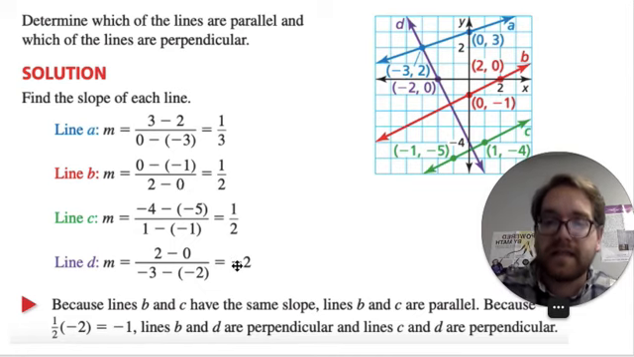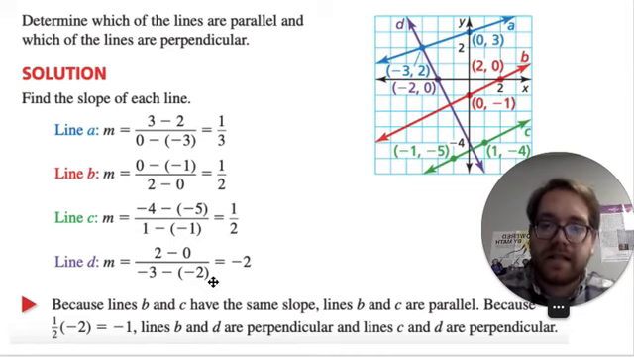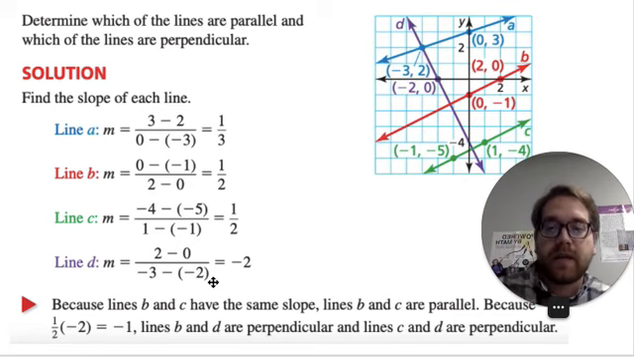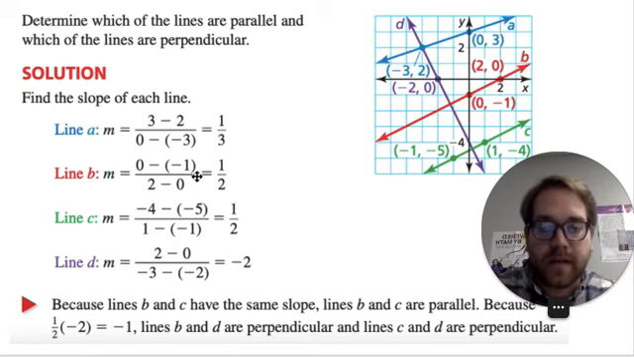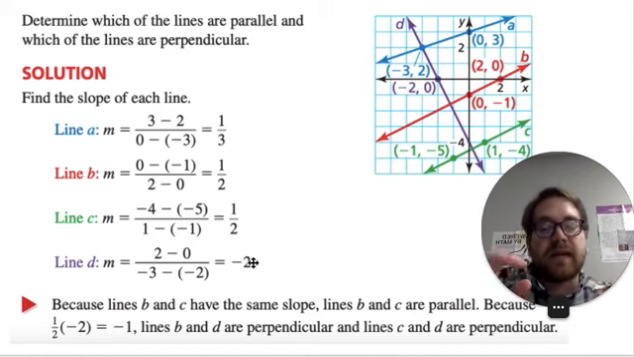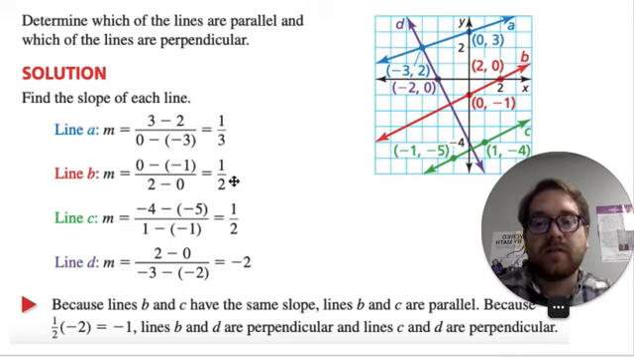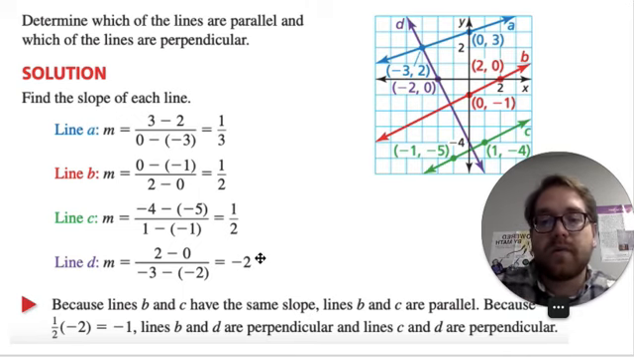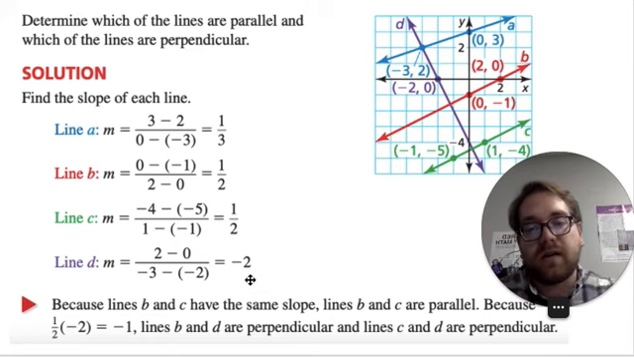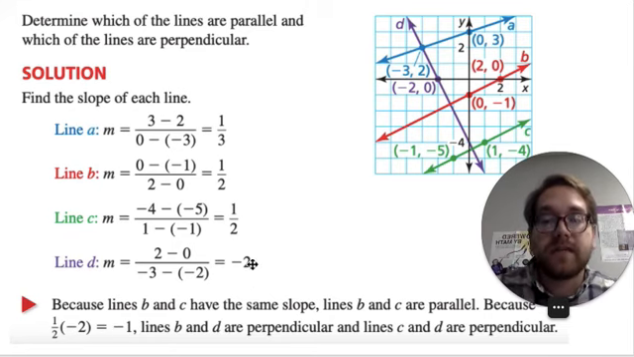What about line B and line D? Line B is 1/2, line D is -2. Those are negative reciprocals of each other. They're the opposite sign, one positive 1/2, -2. And sometimes people talk about it like you flip it, like a fraction: it's 1/2, and then you flip it, it's 2/1, which is just 2. Or if you multiply them together, that would be -1. 1/2 times -2 is -1. And so those are negative reciprocals of each other, which means they're perpendicular.